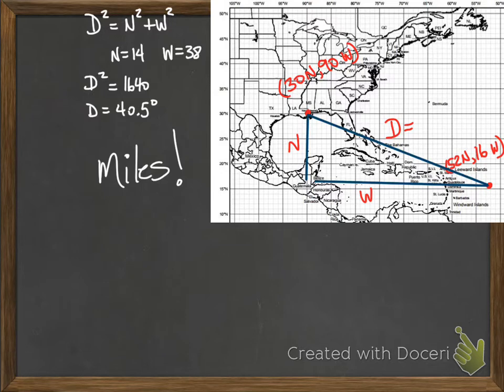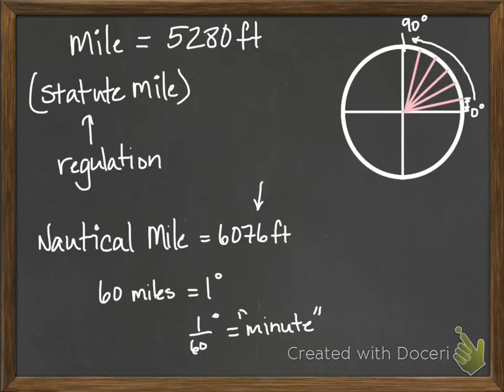So then, okay, we have 40.5 degrees. We want it in miles. So now we know that a nautical mile is 6,076 feet. It's different than a land mile, but that's okay. We're just going to call it a mile because for our purposes, usually when they give the speed of a hurricane, they give it in nautical miles per hour anyway. So we're just going to call this our mile. So this is what we're going to use. What we're also going to use is this. This is our conversion factor.